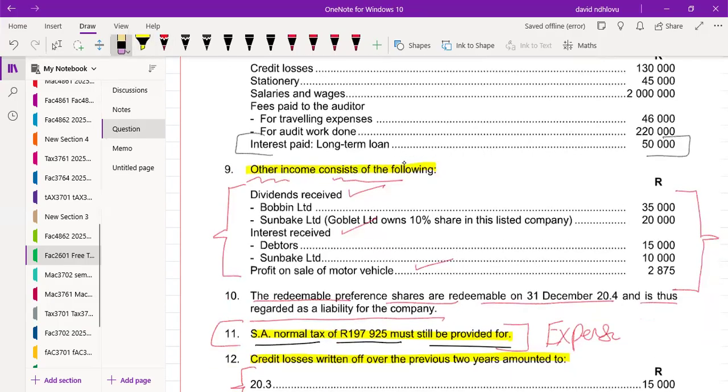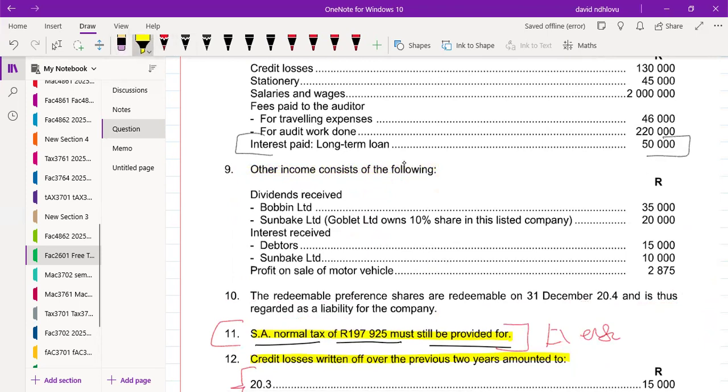Right, so this is the information that we get in terms of other income. So we then have dividend received. There were two companies that gave us dividend. There is Bobkin and then there is Sunbeck. Corporate owns 10% of shares in this listed company. So we only own 10% of the shares there. So that cannot be our subsidiary.